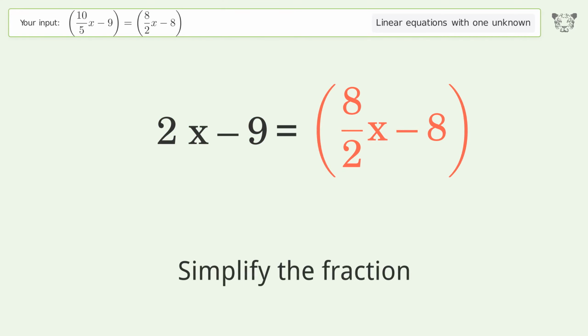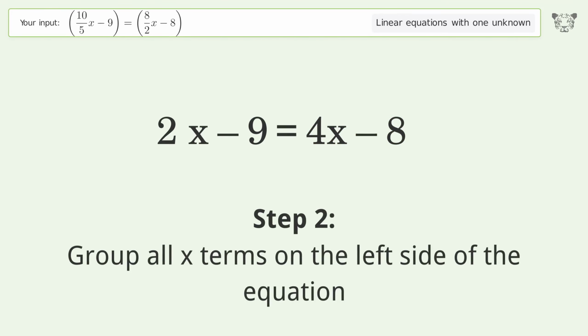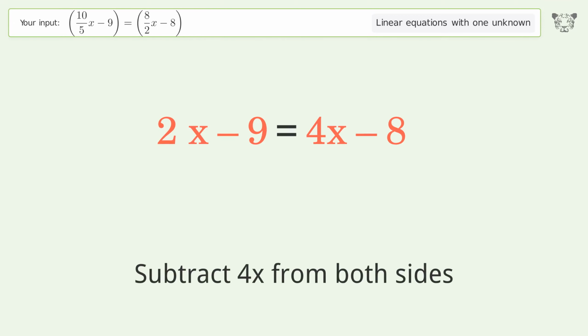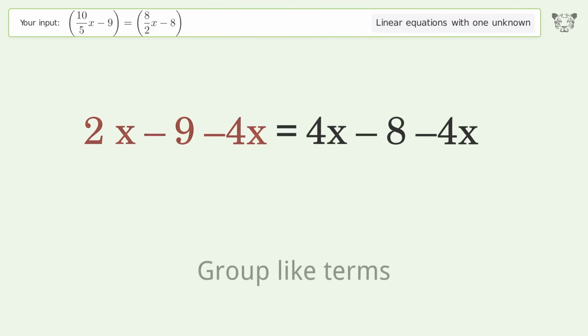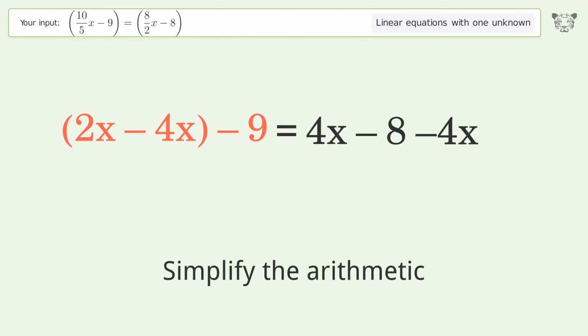Simplify the fraction. Group all x terms on the left side of the equation. Subtract 4x from both sides. Group like terms. Simplify the arithmetic.